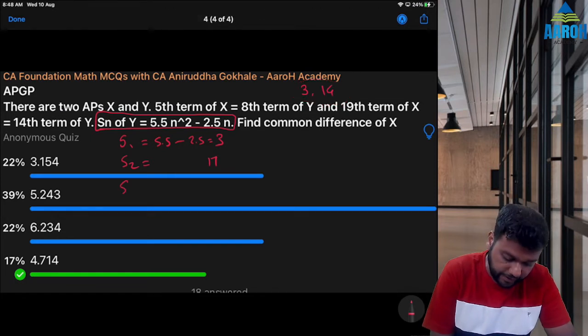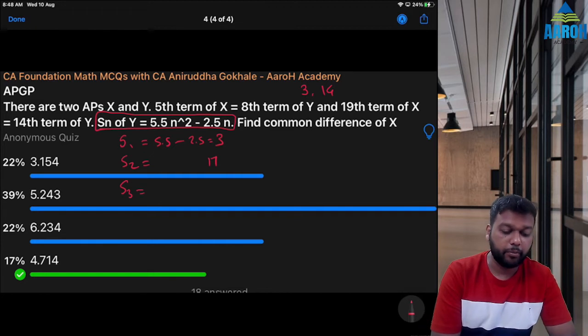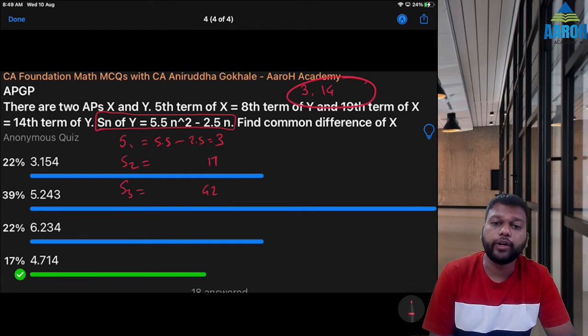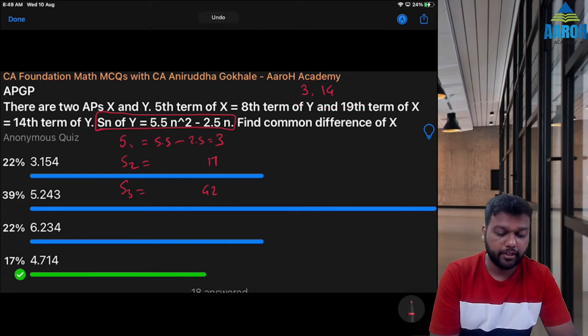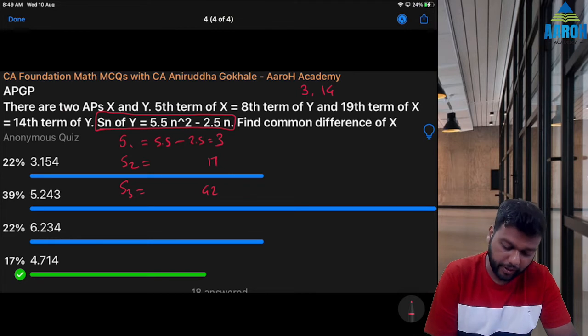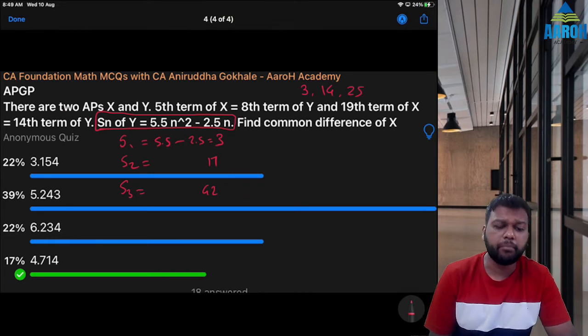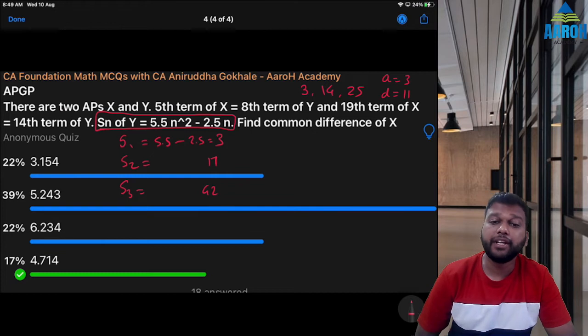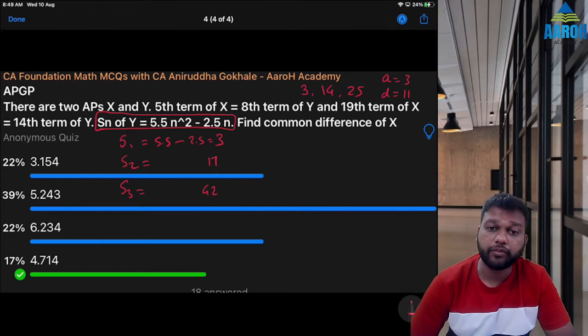Similarly, let's find S3. S3 will be 5.5 into 3 square minus 2.5 into 3. That is 42. That means the sum of these three terms is 42. So 42 minus 14 minus 3 is 25. If you observe, is this an AP? Just check. Yes. The common difference is 11. The first term is 3. But this is for y, not for x.